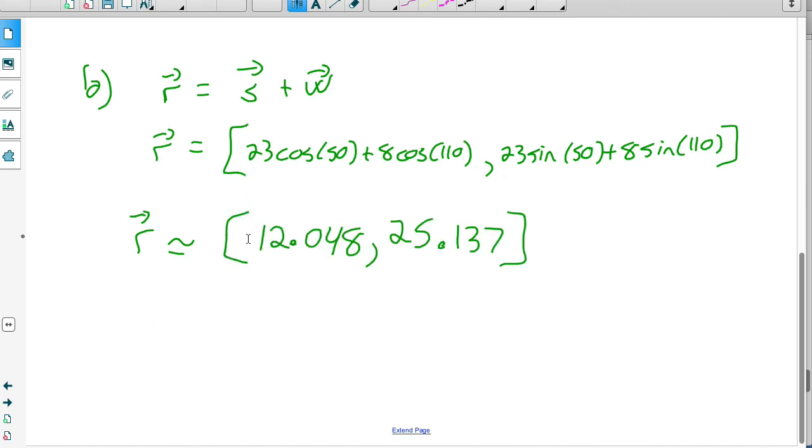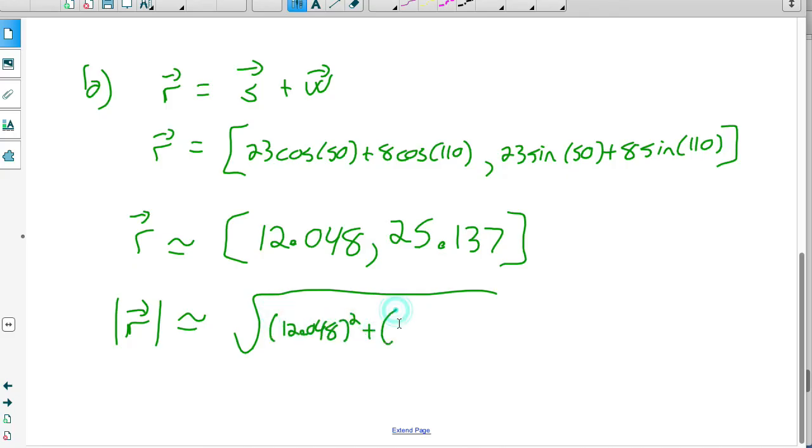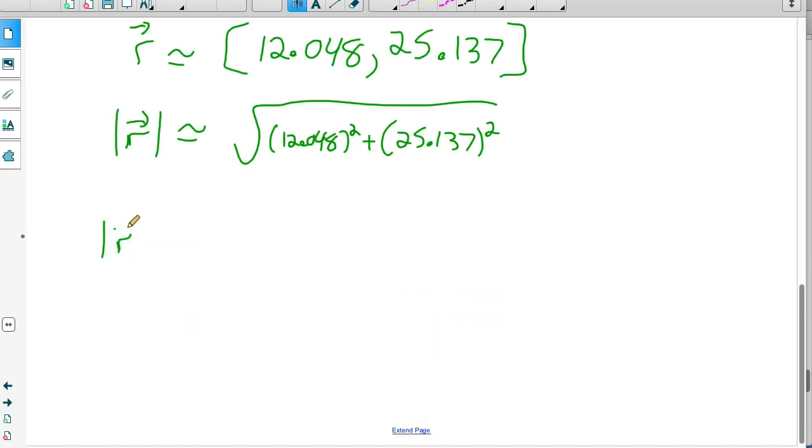And now that I have the approximate values for the x and y components, I can find the magnitude of the resultant just by using my magnitude formula, the Pythagorean theorem. So doing the square root of the x component squared plus the y component squared. And if I evaluate this, I'll get an approximate answer. It's about 28.785. And the units we're in are kilometers an hour.